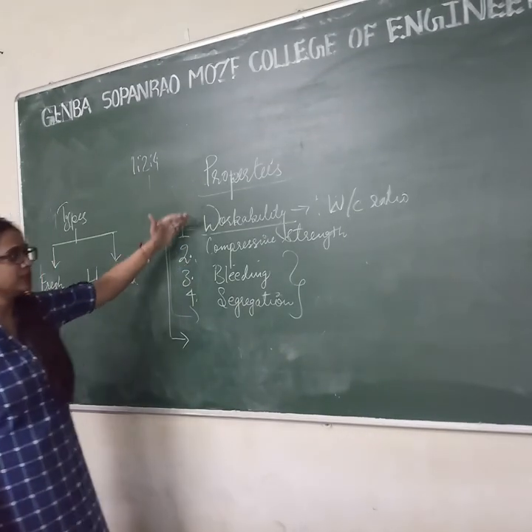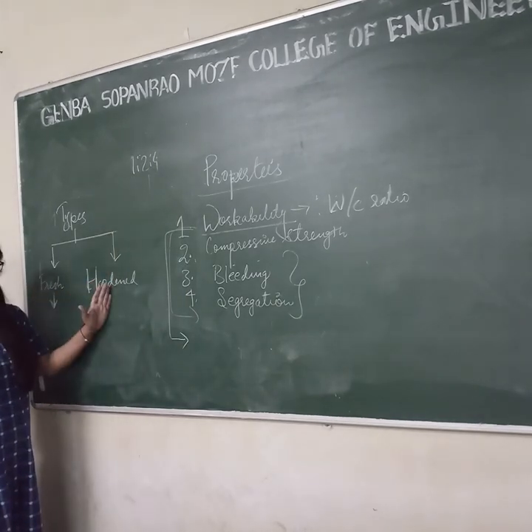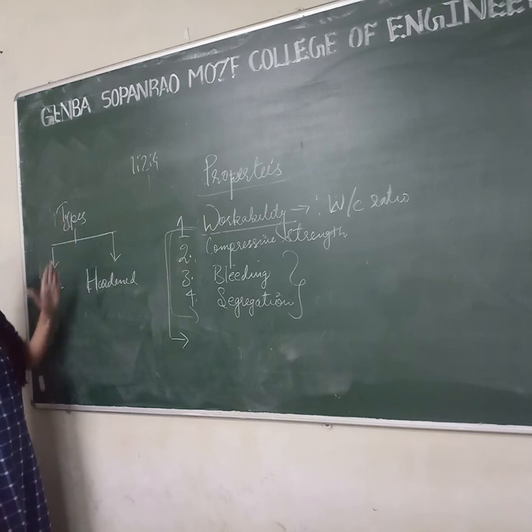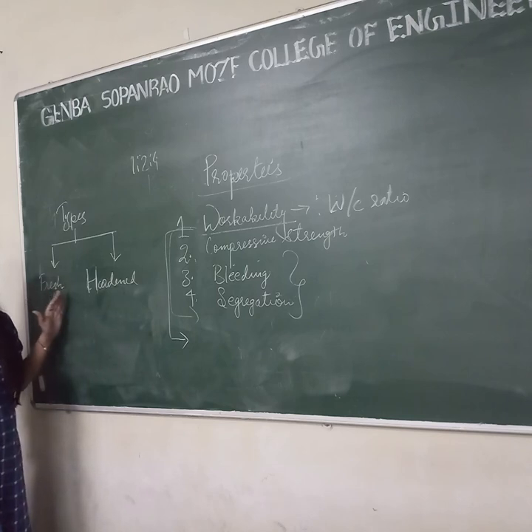Okay, so these are the properties a concrete has: fresh and hardened concrete. Concrete is divided into two types, fresh and hardened. And in the next video I am going to tell you about gel space ratio.